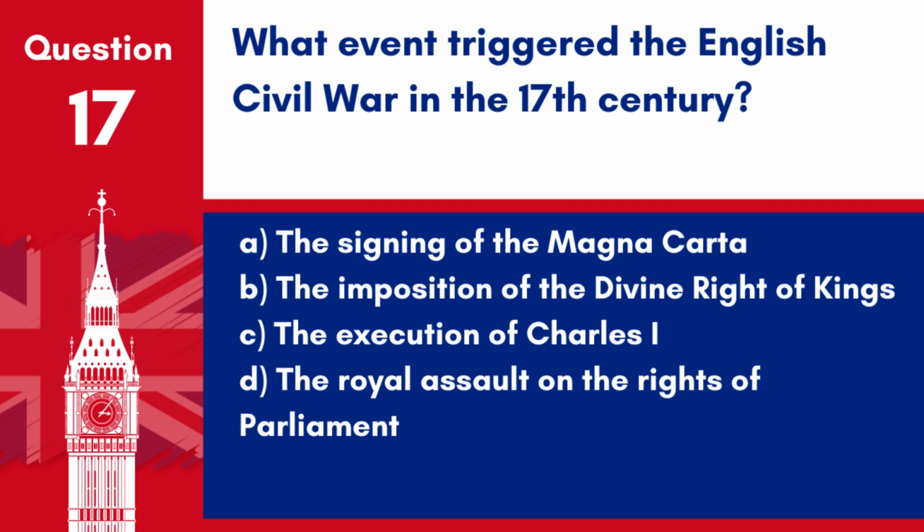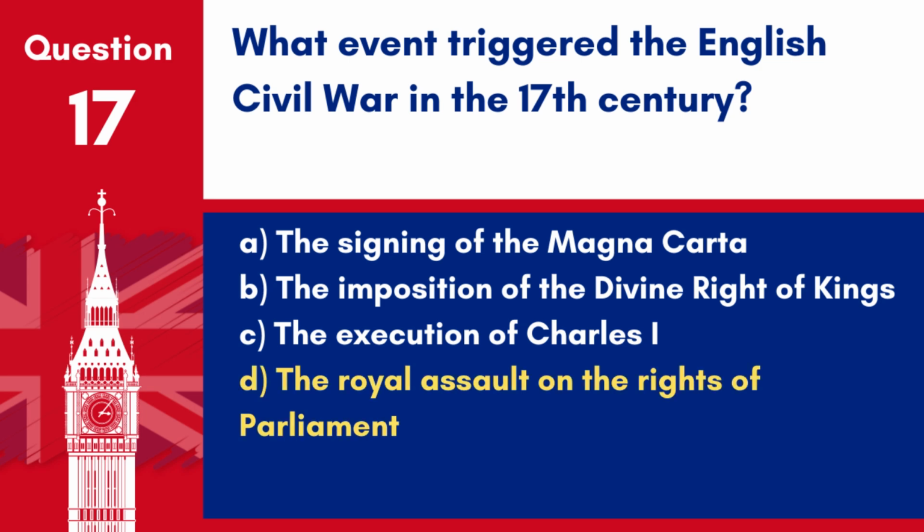Question 17. What event triggered the English Civil War in the 17th century? A. The signing of the Magna Carta. B. The imposition of the divine right of kings. C. The execution of Charles I. D. The royal assault on the rights of Parliament.